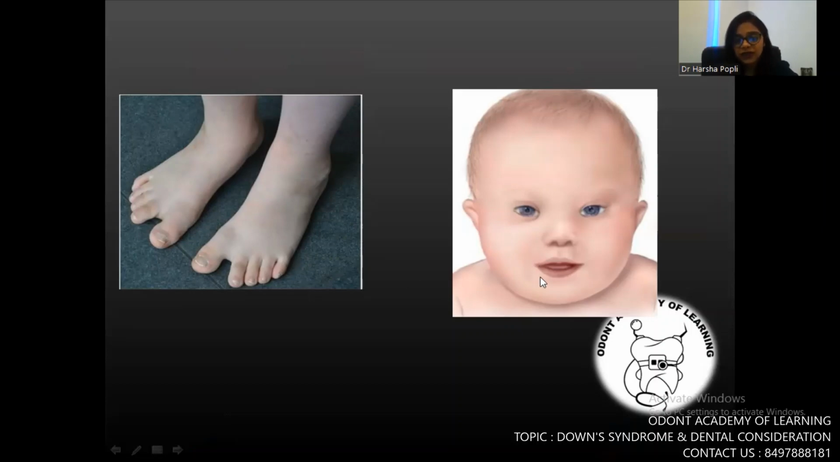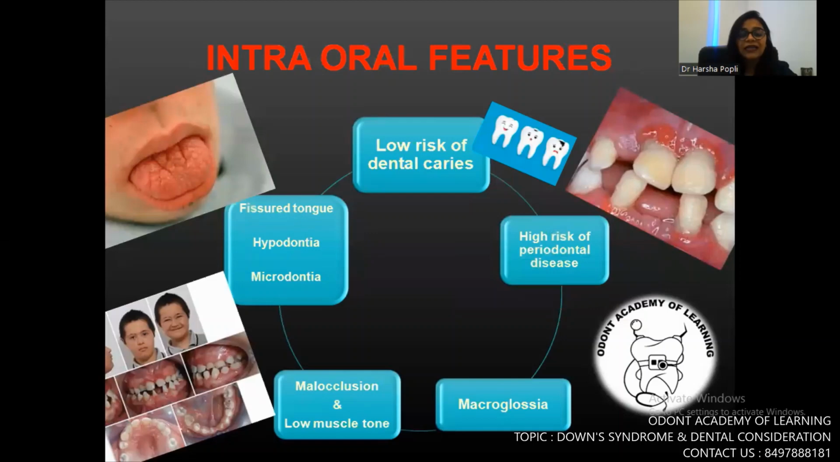Also here, if you see, there is an open mouth posture. So these are the extraoral features which we can see to identify the patient as a Down syndrome case. Let's talk about the intraoral features, which are very important for our dentistry. In Down syndrome patients, it is a little shocking that they are at lower risk of dental caries. But as compared to cerebral palsy patients, they are at a higher risk of dental caries. So Down syndrome has a low risk of dental caries, and that could be because of the good cleansing action of the saliva.